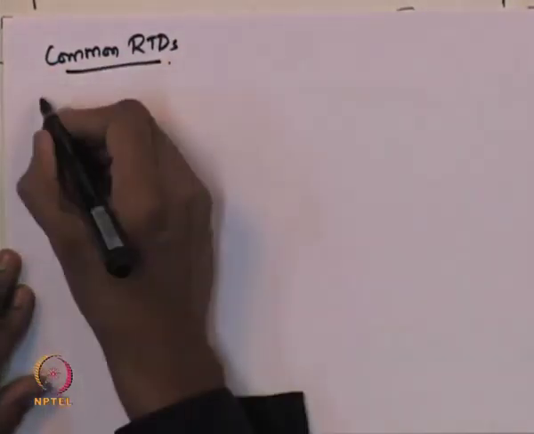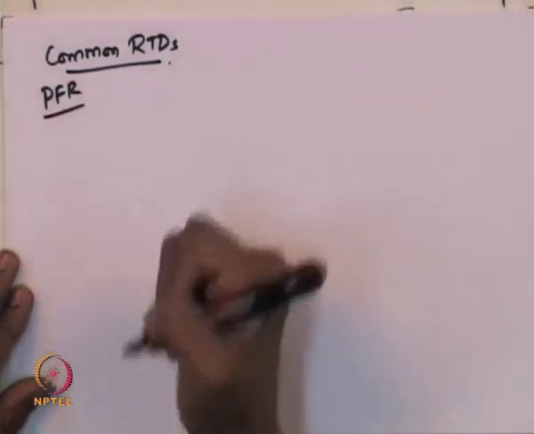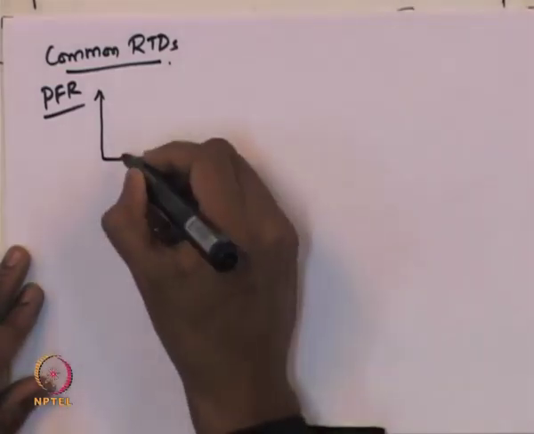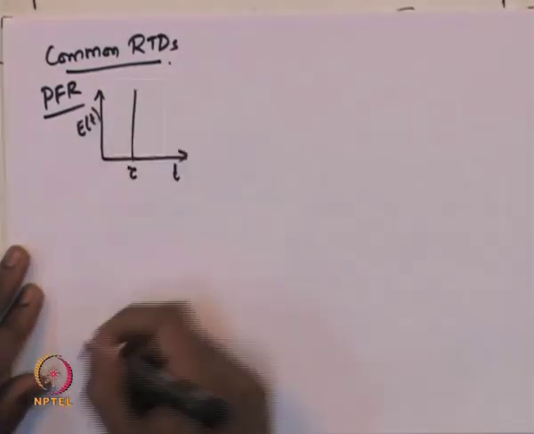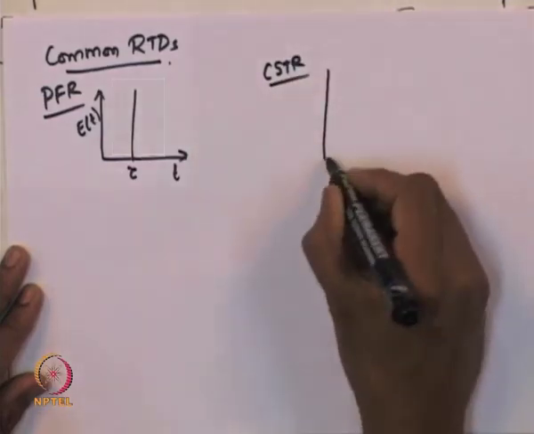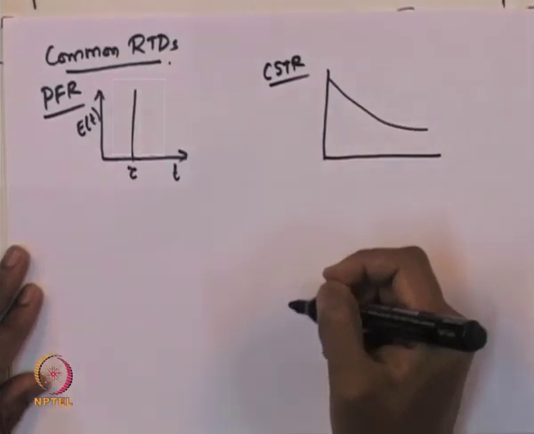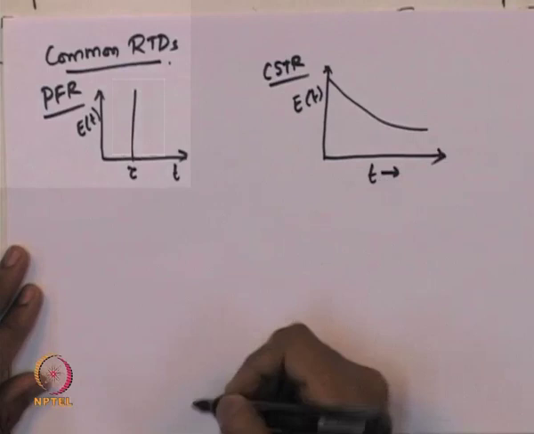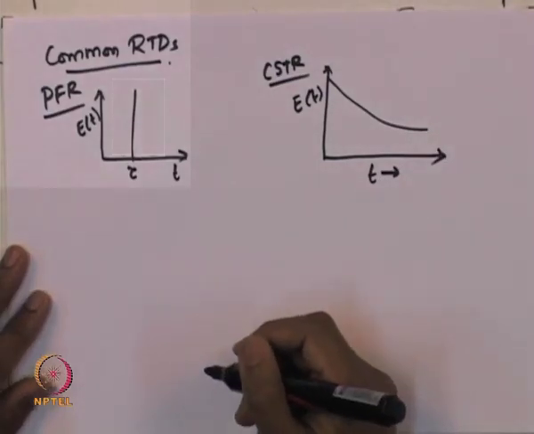RTDs. So, for a plug flow reactor, the residence time distribution is essentially a delta function. So, that is the residence time distribution, and it is centered at the space time of the reactor, and that is the E curve, E of t. And if I look at a CSTR, the residence time distribution is actually exponential, that is E of t versus t. That's the E curve for a CSTR.